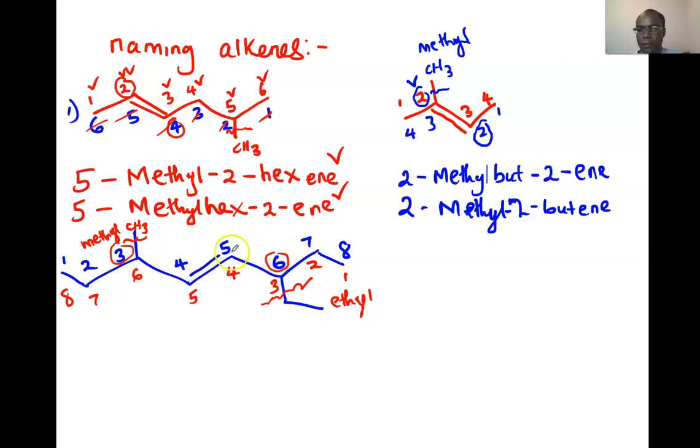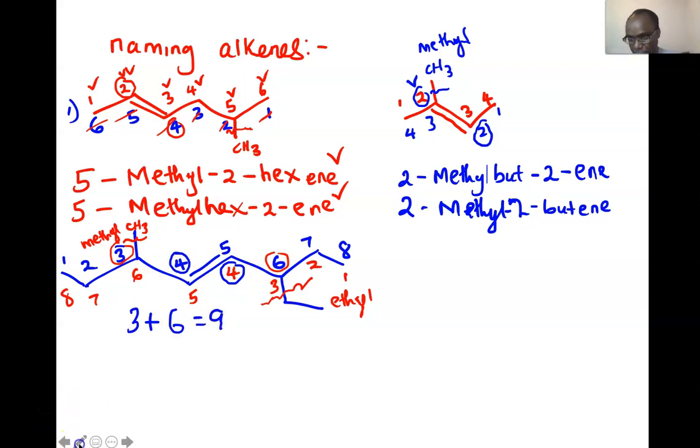So the double bond here, going with the blue, the first time you encounter the double bond is at 4. Going with the red, the first time you encounter the double bond is at 4. So the position of the double bond is not helping. Going with the second prioritization of looking at which is the correct numbering, we look at the least position of the substituents. I have a substituent in blue at 3 and a substituent at 6.